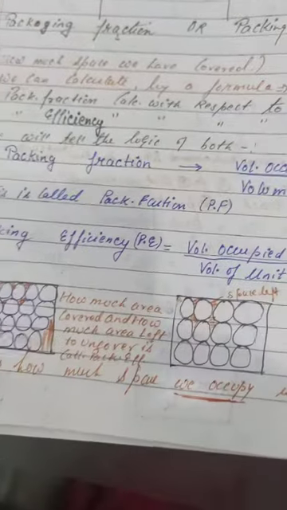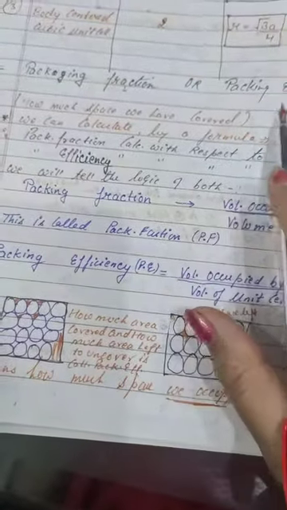See here, packing fraction means how much of the space we have covered. That is the packing fraction. Packing fraction is calculated with respect to 1, whereas packing efficiency is with respect to 100.